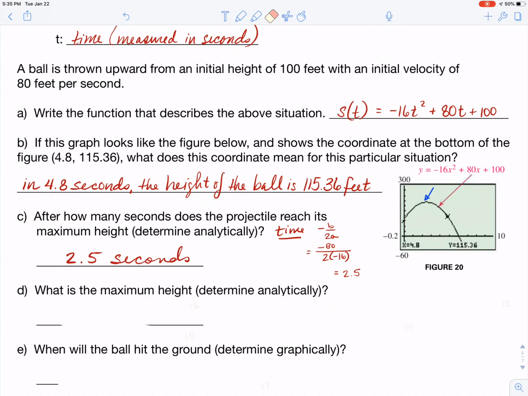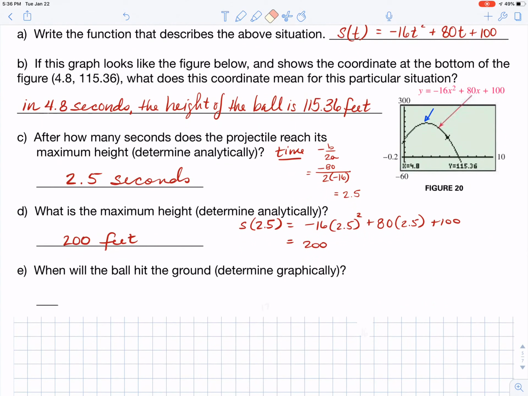Part D says, what is the maximum height? So part C, you found how long it took to get to the maximum height. Now for part D, you want to find out what that maximum height is. So we want to find out what is s of 2.5. So let's take 2.5 and plug it in for all of the t's in our equation. Simplify the equation and you get 200. What does this mean? My height, the maximum height of my object, will be 200 feet. It will reach 200 feet in the air as a maximum.